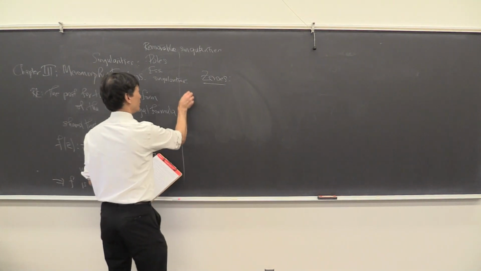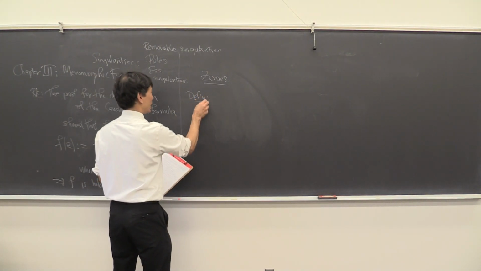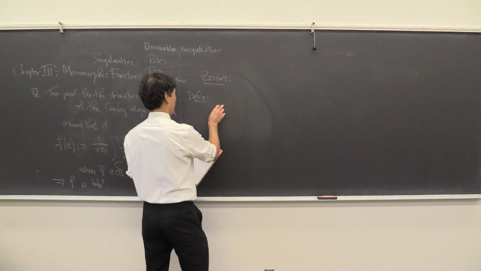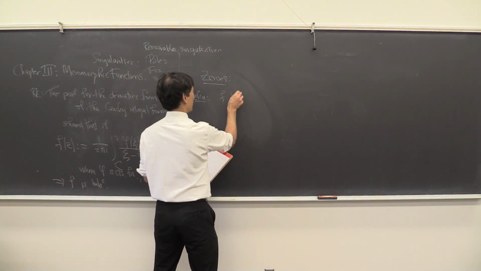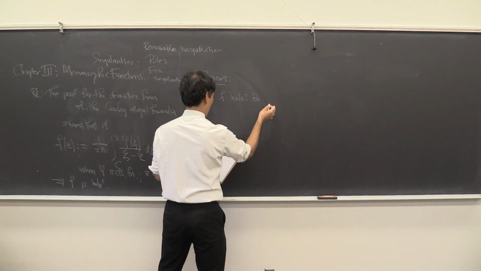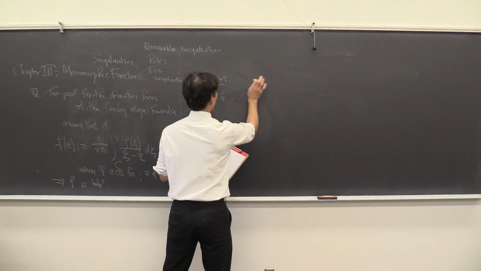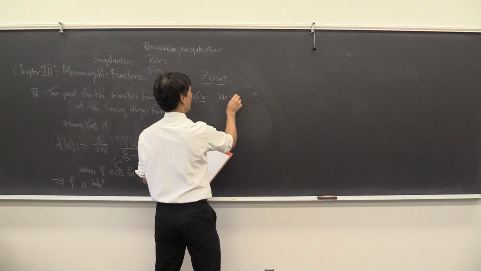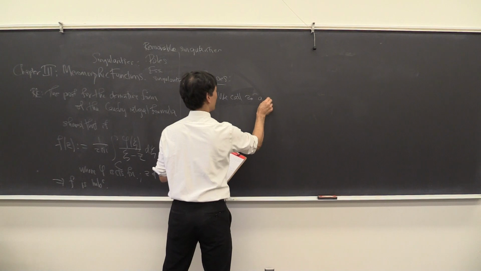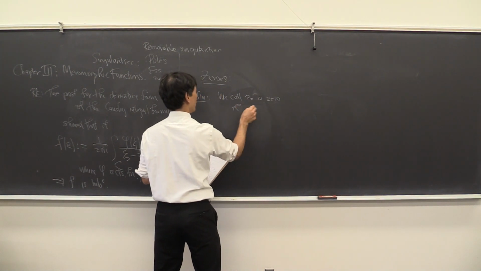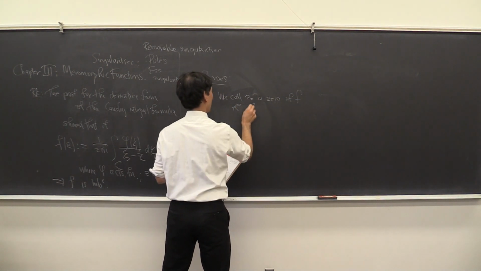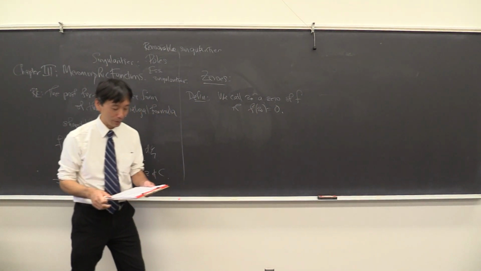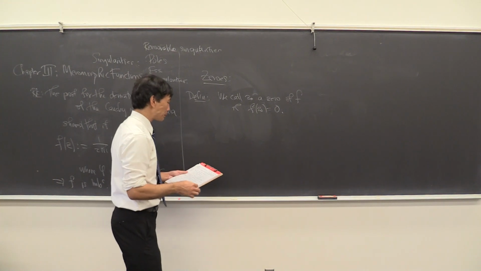So, the definition of a zero is pretty straightforward. It's just a place where your function is 0. Your function doesn't have to be holomorphic. Basically, we call z naught a zero of f if f of z naught is 0, of course. You all know that.